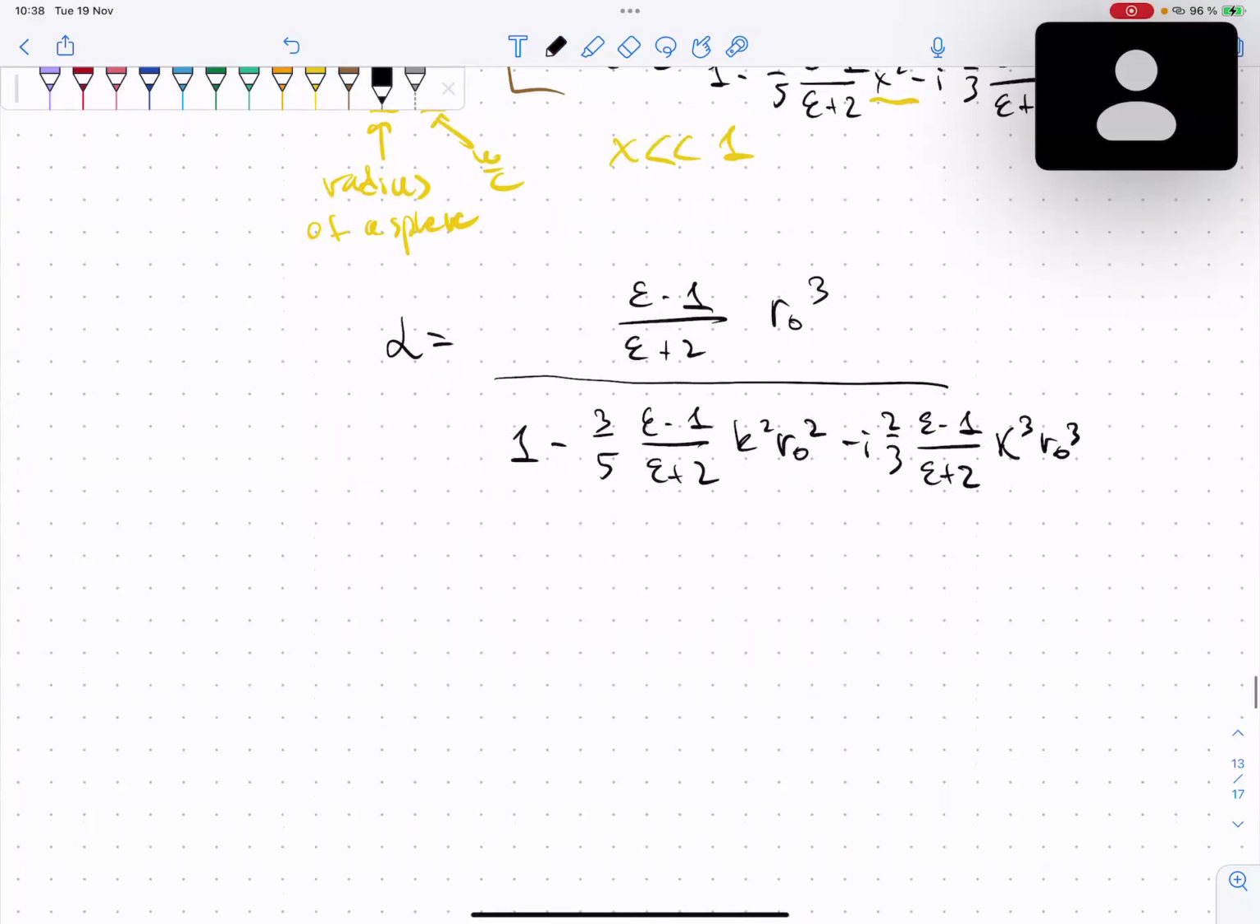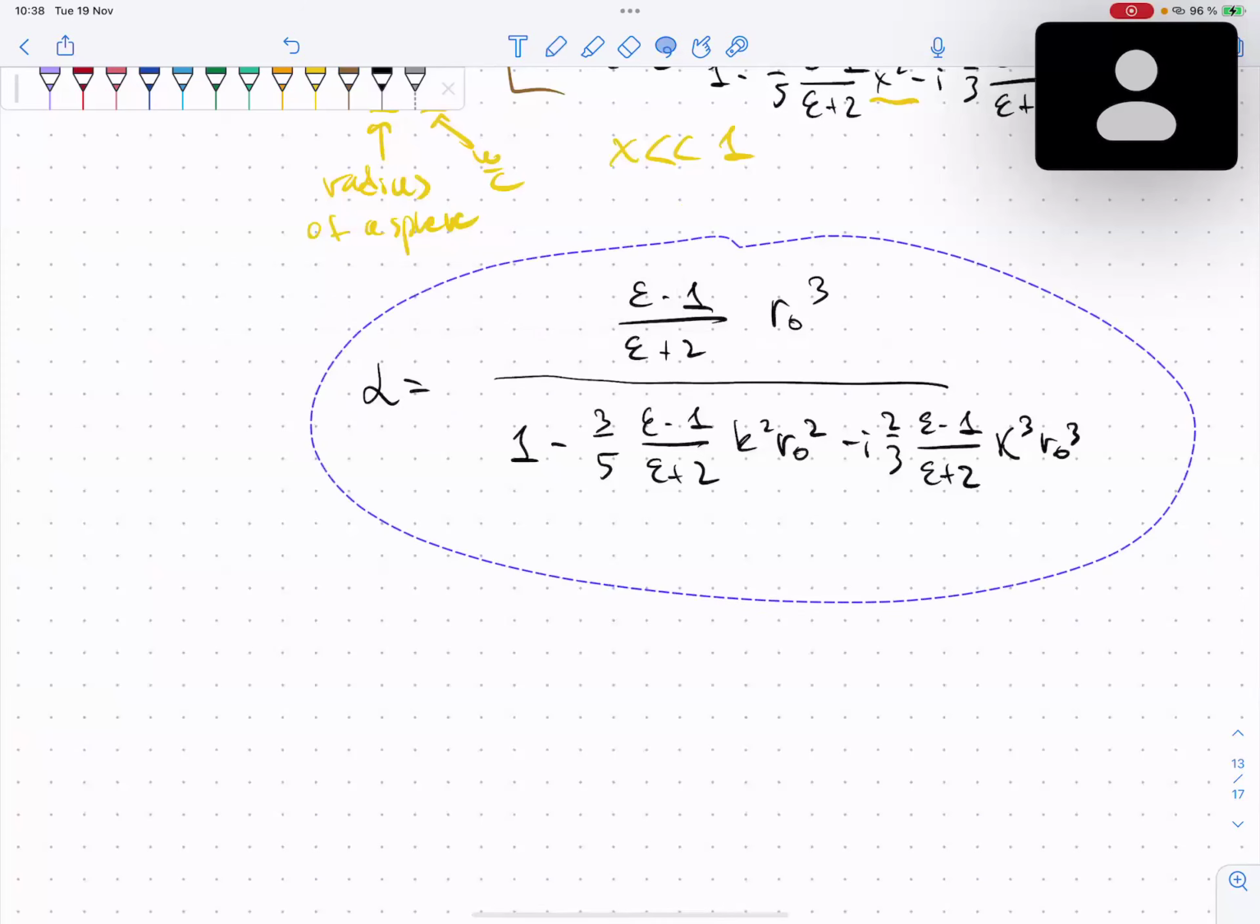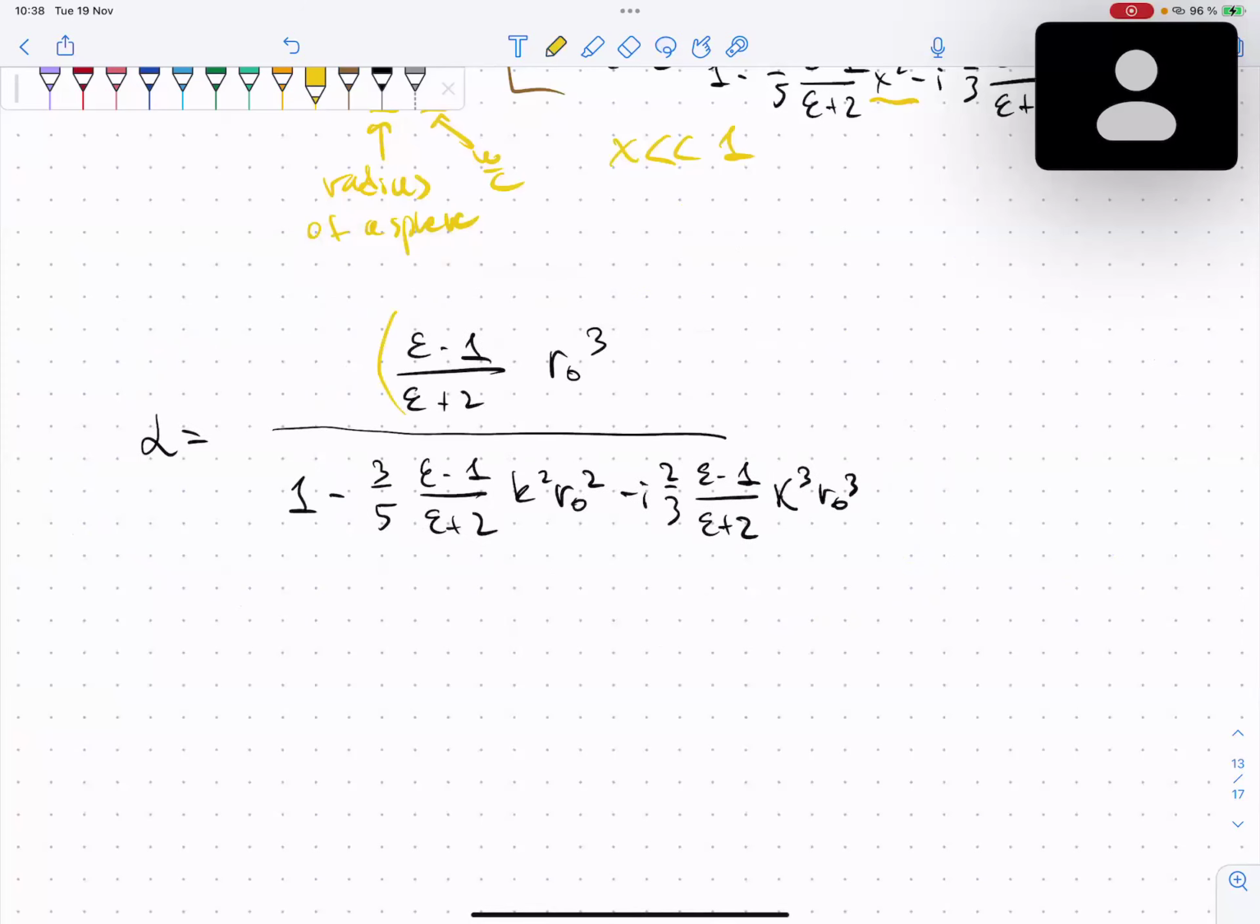And actually, this guy here is our quasi-static polarizability. This is also called the Clausius-Mossotti relation. It gives the expression for the polarizability of the particle as a function of its electric susceptibility in the quasi-static, in the electrostatic regime.